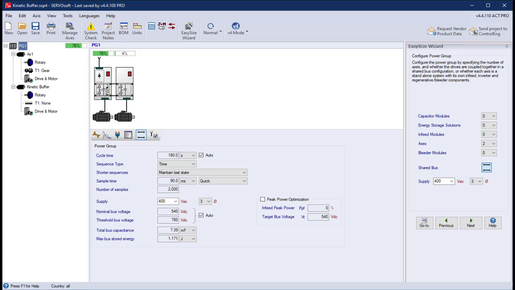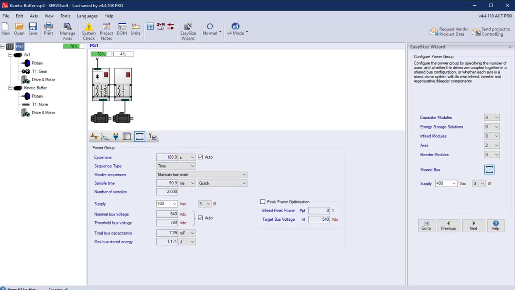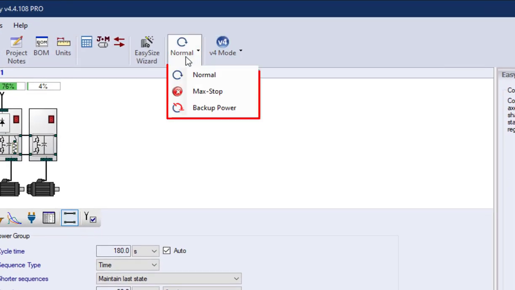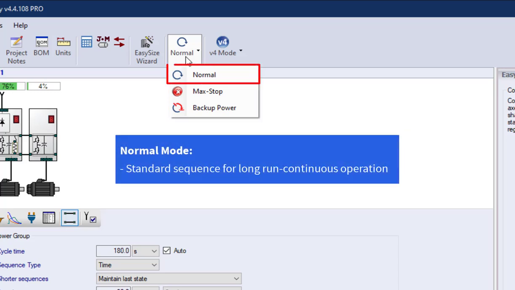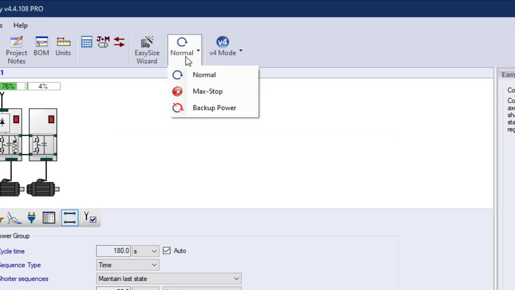The first step in using the kinetic buffer feature is to understand the three operating modes: normal, max stop, and backup power. Normal mode is the standard sequence for long-run continuous operation. While normal mode can be used to define any sequence, there are specific scenarios that are best handled by max stop mode and backup power mode.